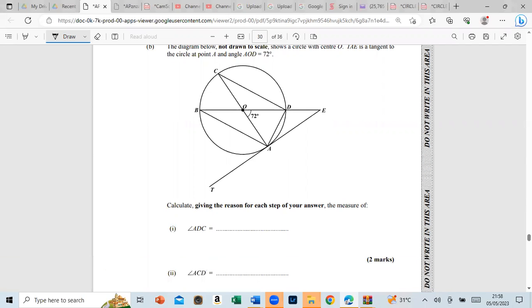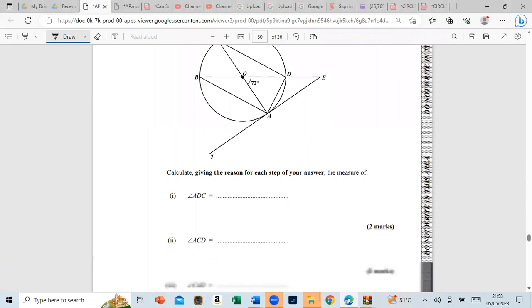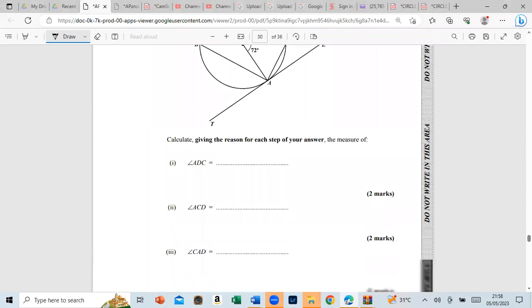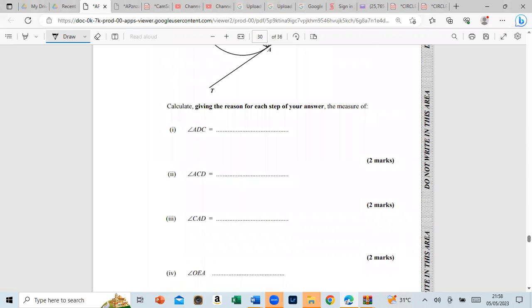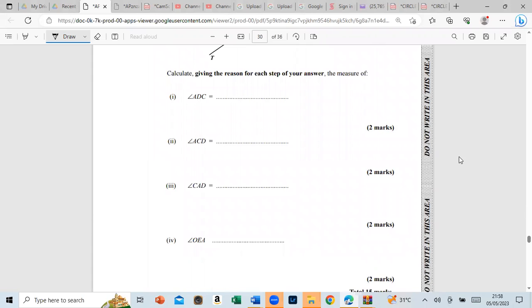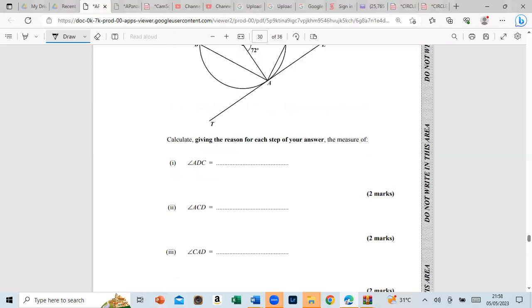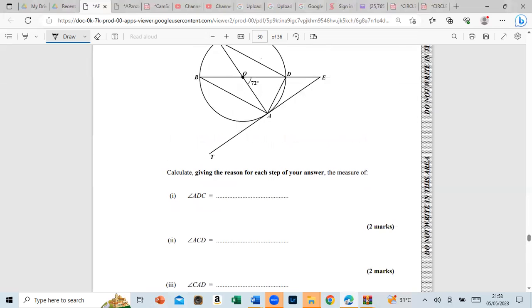Also ACD, CAD, and OEA, and that's it. So that's worth 8 marks. Will you guys be able to get the 8 marks in circle theorems? Let's go.